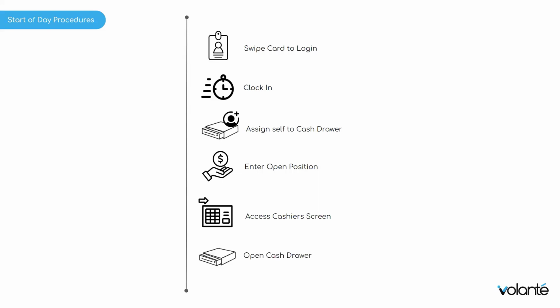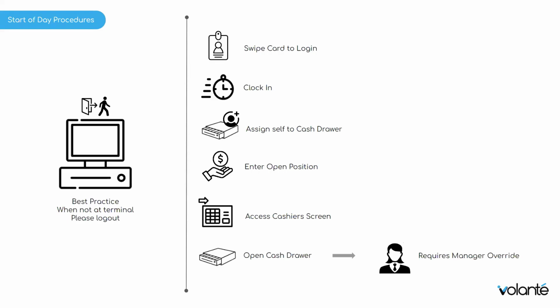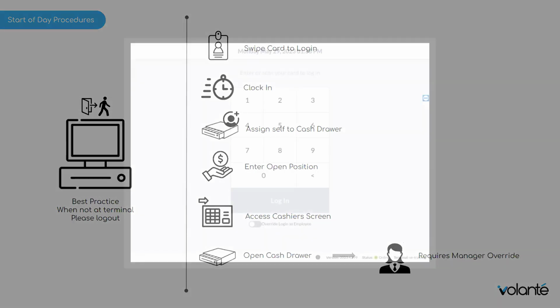And lastly, we would need to open the cash drawer to put in our cash tray. This step requires a manager's override. As a best practice, we highly recommend logging out of the system when you are not physically present at the terminal. Now that we have a better understanding of the flow for start-of-day procedures, let's look at how the process looks at the Volanté Enterprise POS.